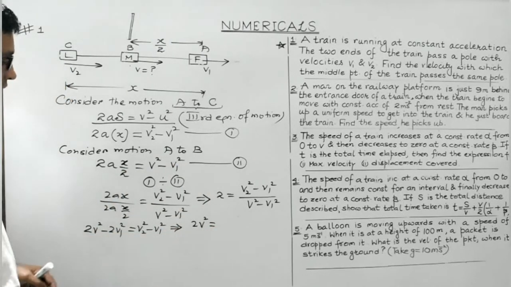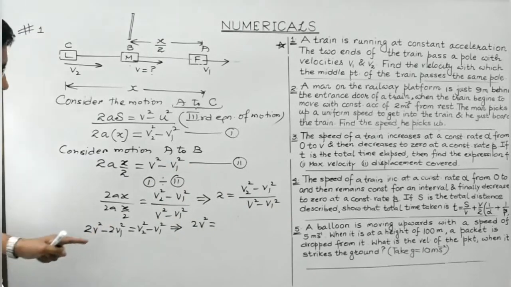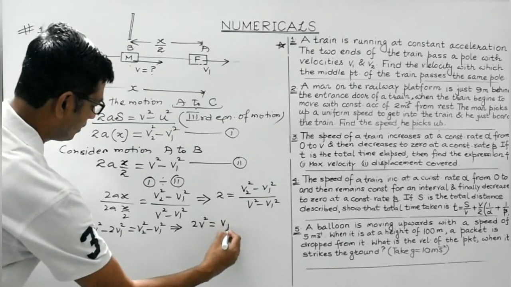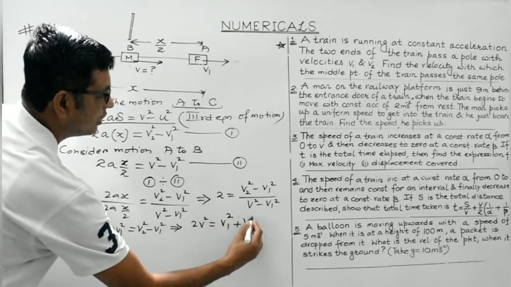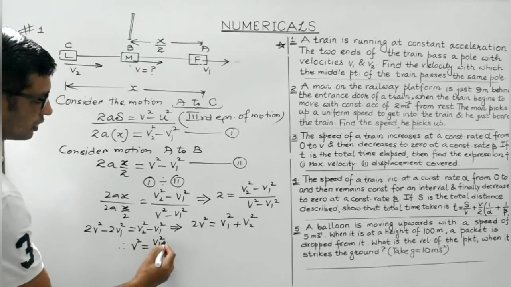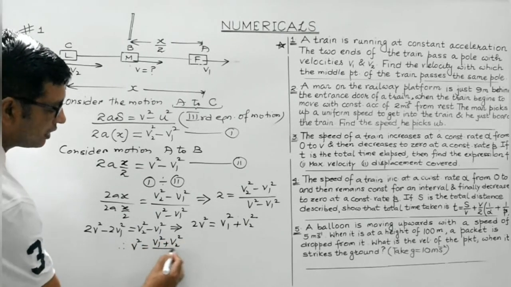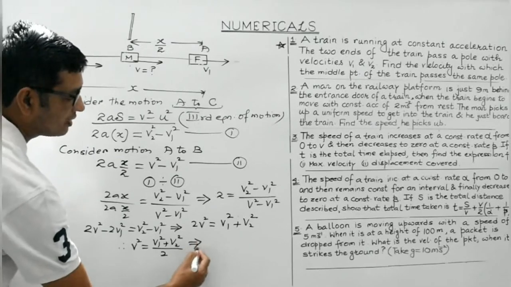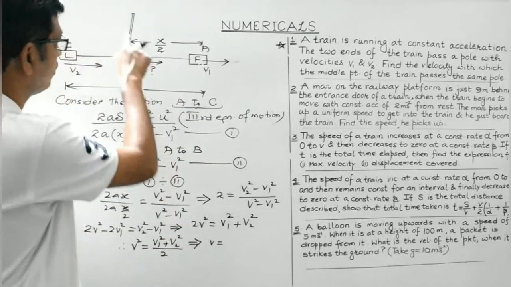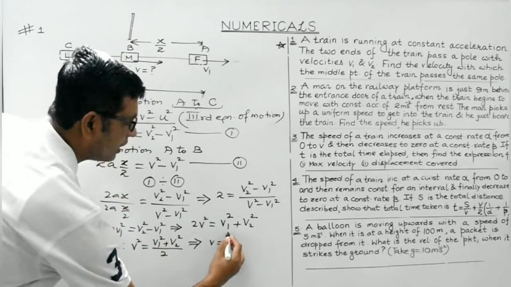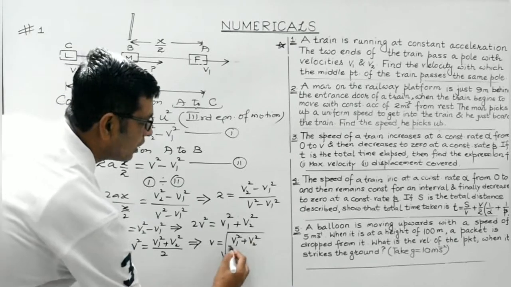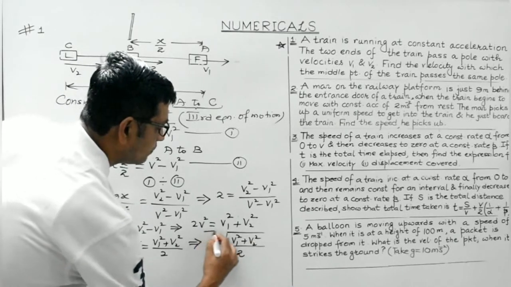When it is taken on the right hand side, the sign will get changed. So 2v1 square minus v1 square, that will give us plus v1 square plus v2 square. Therefore, v square is equal to v1 square plus v2 square divided by 2, which implies that the velocity of the midpoint of the train while crossing the same pole would be given by v is equal to square root of v1 square plus v2 square divided by 2.